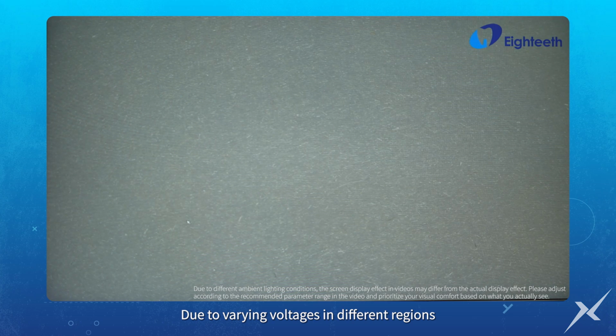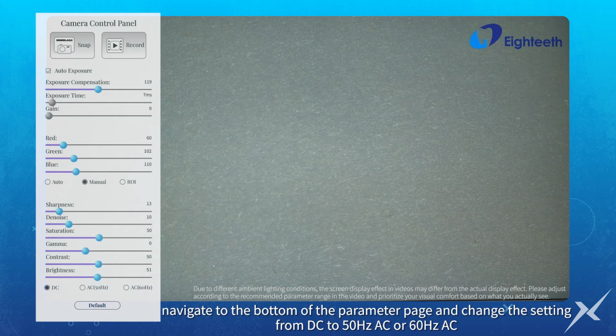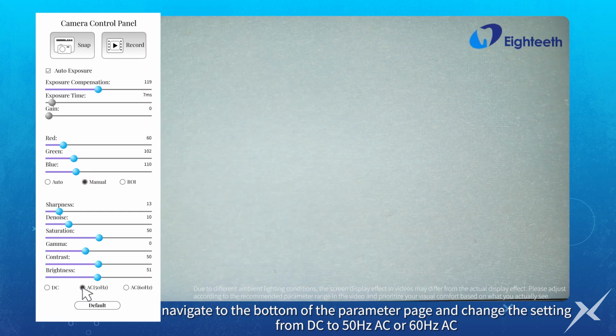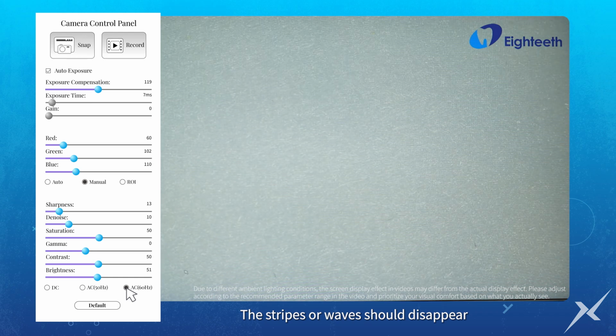Due to varying voltages in different regions, if stripes or waves appear on the display, navigate to the bottom of the parameter page and change the setting from DC to 50 Hz AC or 60 Hz AC. The stripes or waves should disappear.